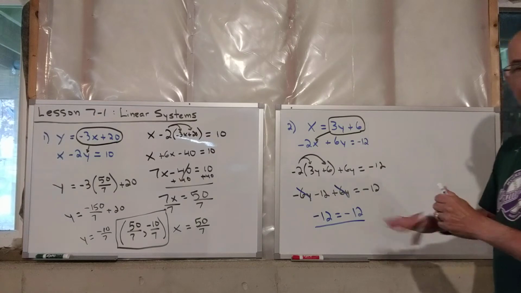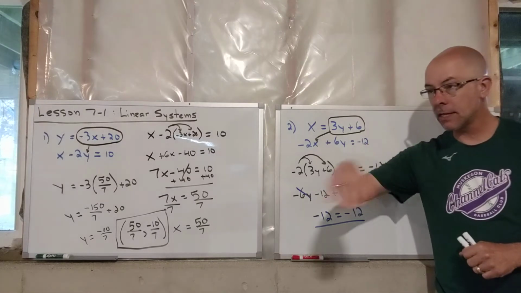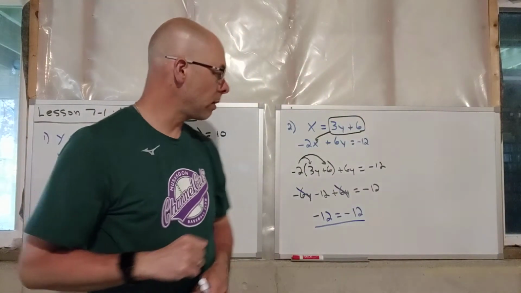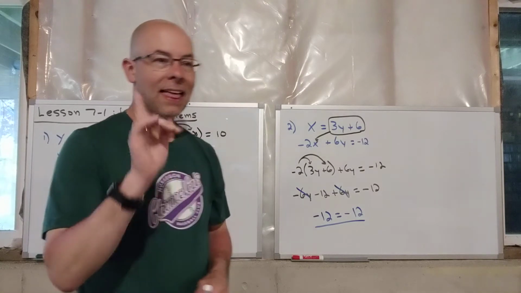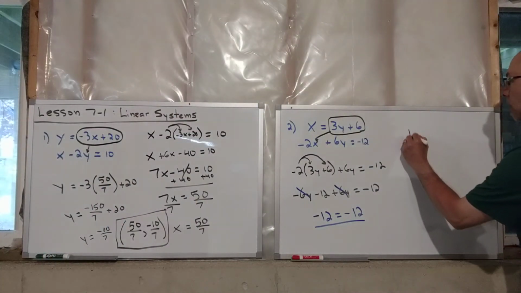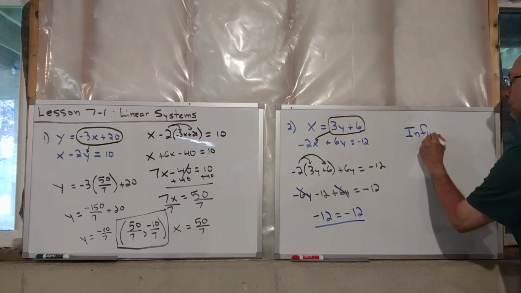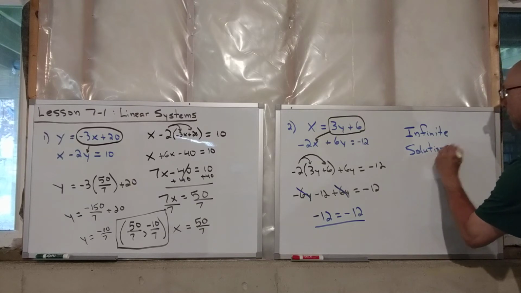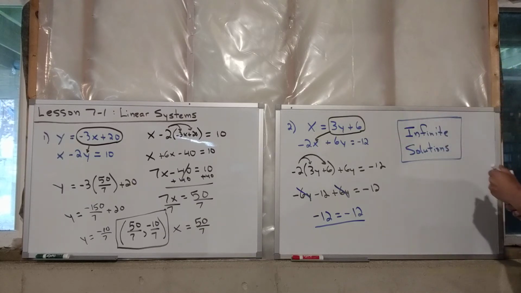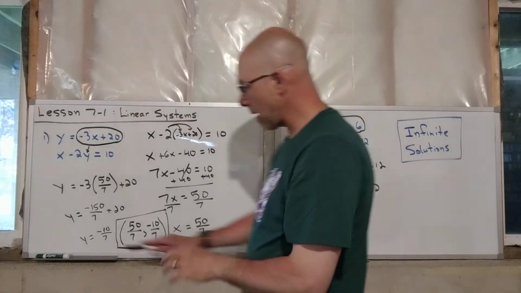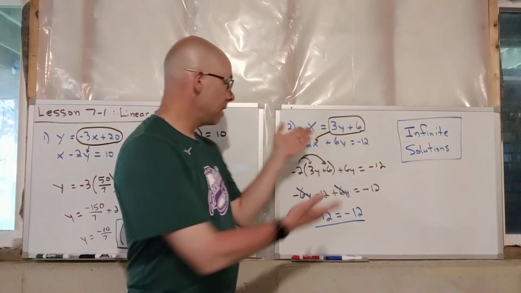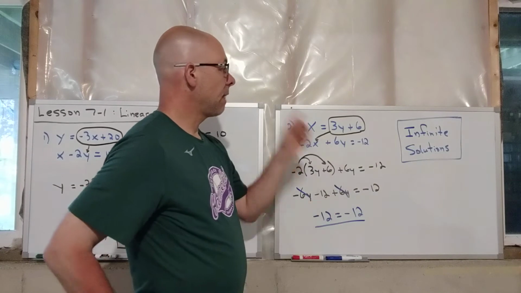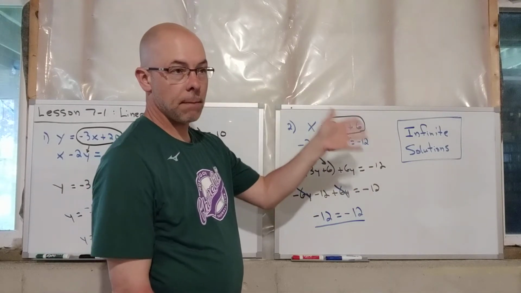And I'm not circling that. That's not my answer. That's going to dictate what my answer is. That's a true statement. That's what's really important right there. Negative 12 does equal negative 12. True. That means infinite solutions. Meaning, if we were to graph this, and see, they look different, but if you were to graph them, they fall right on top of each other, and they share every point possible, which is an infinite amount of points.